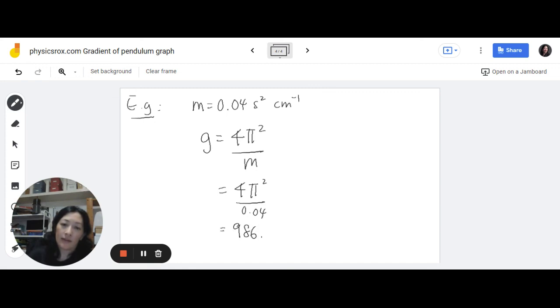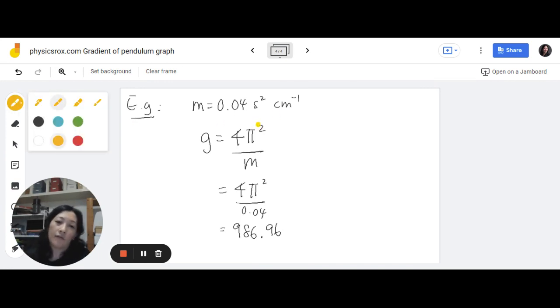So 986.96 and then the unit. Okay, so this is how you work out the unit. From this equation, 4 is a constant, so there's no unit. Pi is also a constant, no unit. Does M have a unit or not? It does. M is in seconds squared per cm.